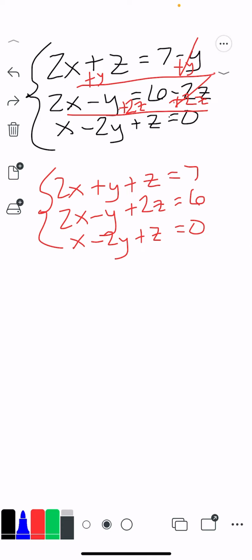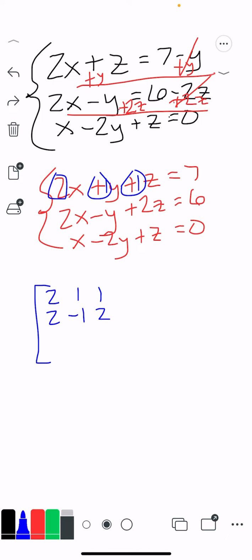In order to use matrices, we're going to spend time making 3 different matrices for this system. The first one is going to be what we call our coefficient matrix. So we're going to take all of the coefficients and plug them in the one matrix. So we got 2, positive 1, positive 1. And then the next line we have 2, negative 1, positive 2. And then we get 1, negative 2, positive 1.